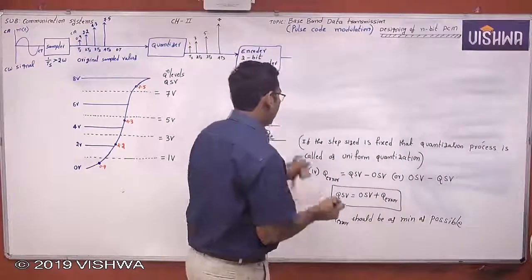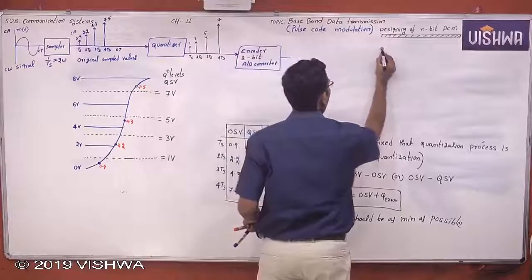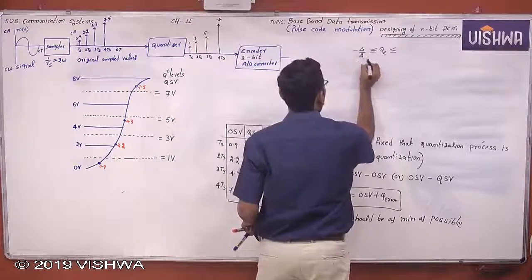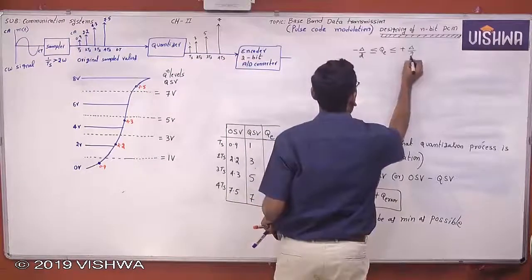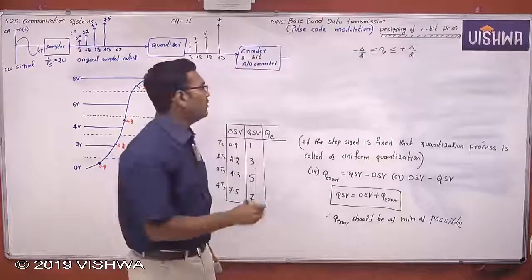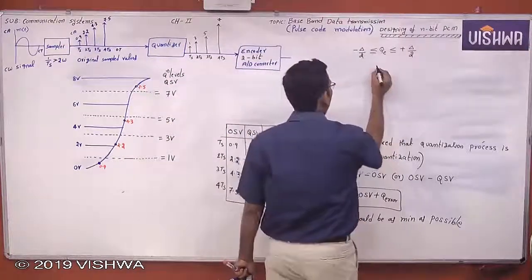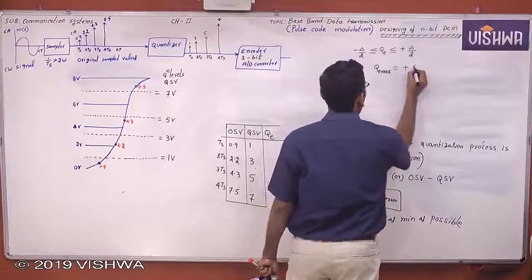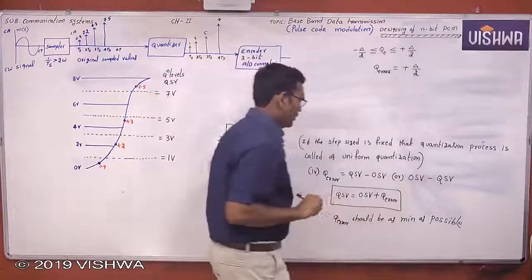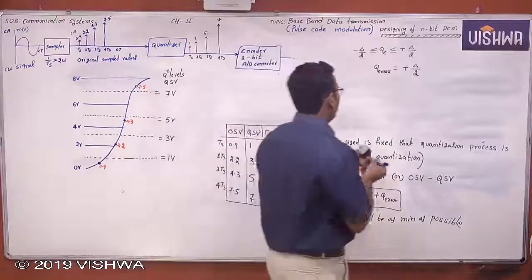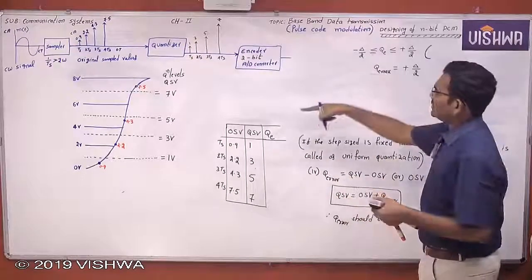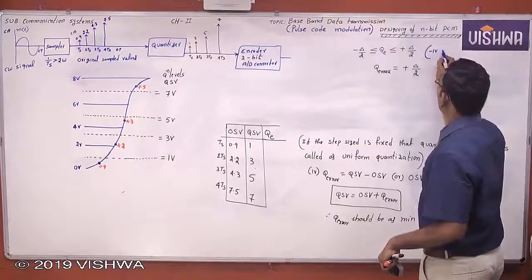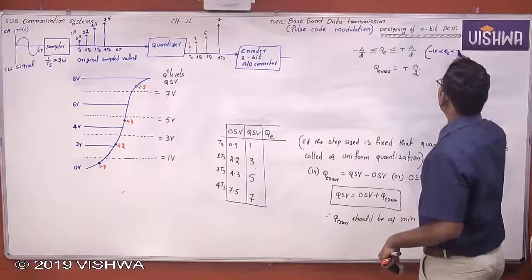The quantization error depends on the successive difference between the levels, that is, the step size. Therefore the acceptable quantization error is from minus delta by 2 to plus delta by 2. The maximum allowable quantization error is plus delta by 2. In our case the step size delta is 2, so minus 2 by 2, minus 1 volt, less than quantization error, less than plus 1 volt.